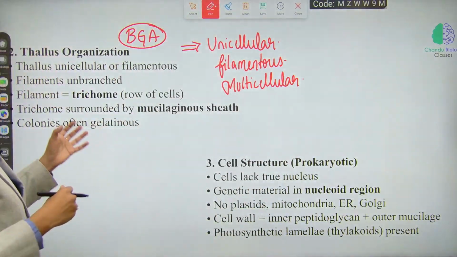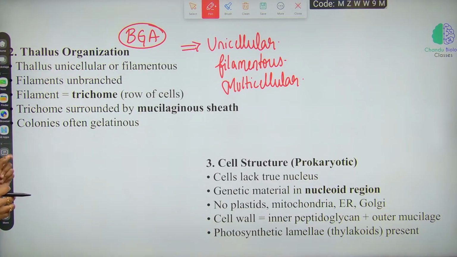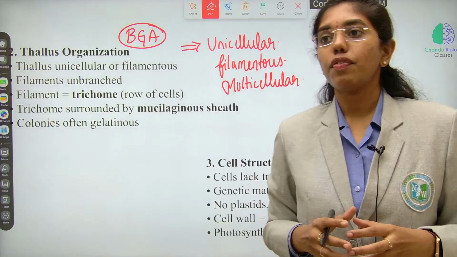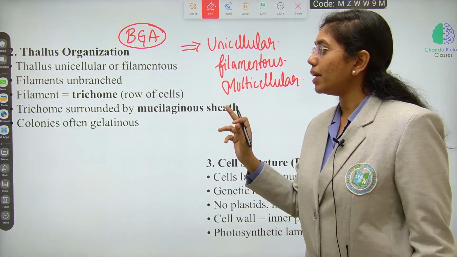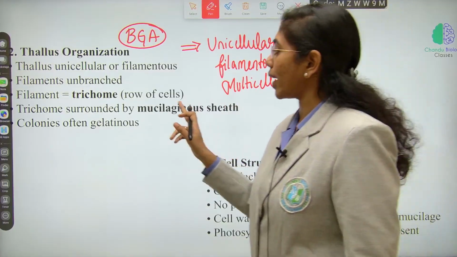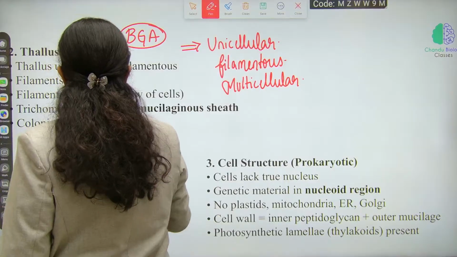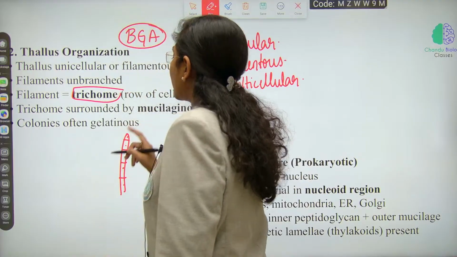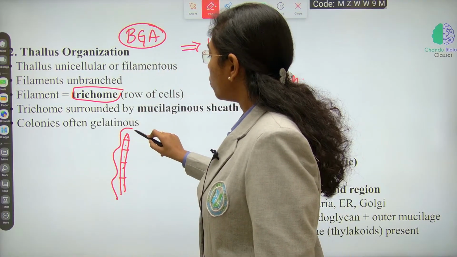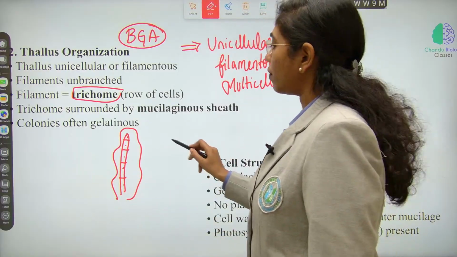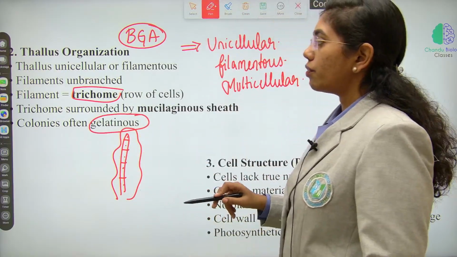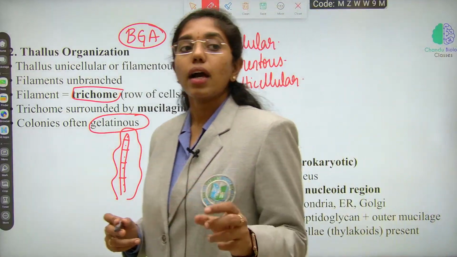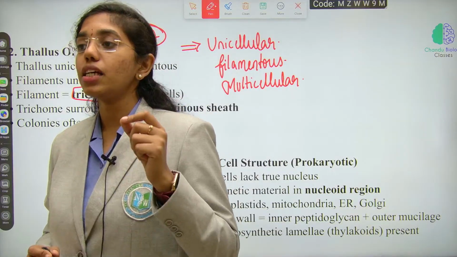Thallus is unicellular or filamentous. Filaments are unbranched in Cyanophycean members, and each filament is addressed as a trichome structure. What is a trichome? A single row of cells. These trichomes are surrounded by a mucilaginous sheath, which is often gelatinous. Remember, filaments are usually unbranched, and covering these trichome structures there is a gelatinous sheath.